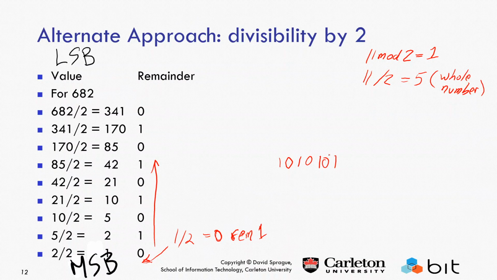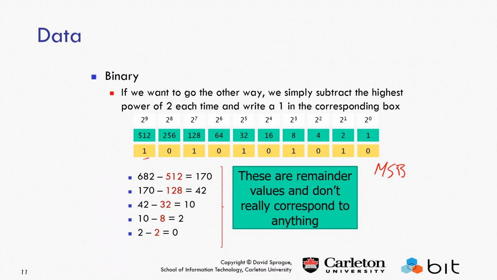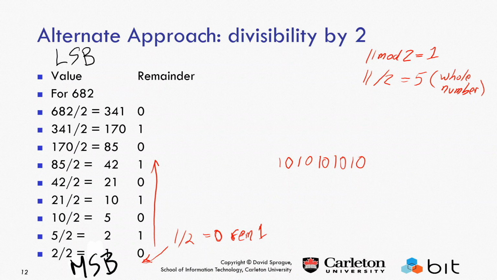0, 1, 0, 1, 0. Let's check our number here again. 1, 2, 4, 8. That should be 10 numbers in here. Let's see if we had 10 numbers here. Yeah, we had 10 numbers here. Right? I regenerated the exact same number I had last time.